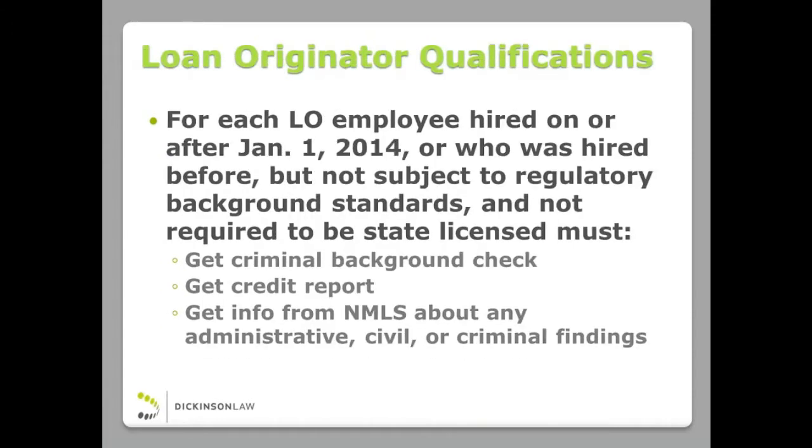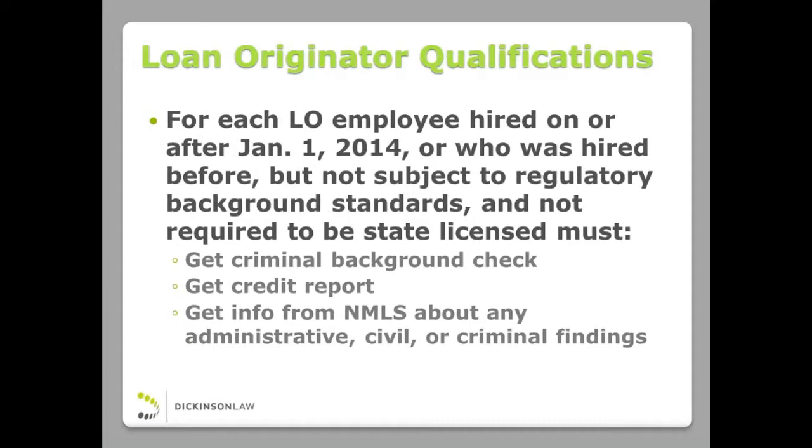So this is the language from the regulation. Let me read it to you, and then we'll break down the pieces and talk about what it really means. It says, for each loan originator employee hired on or after January 1st, 2014, or who was hired before but not subject to regulatory background standards and not required to be state licensed, you must get a criminal background check, a credit check, and, as applicable, information from the NMLS about any administrative or civil findings.